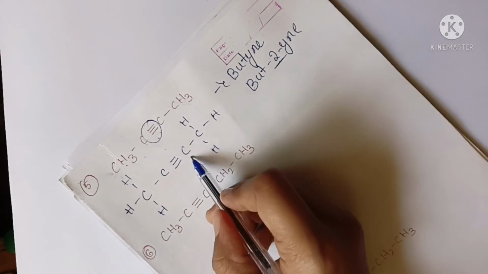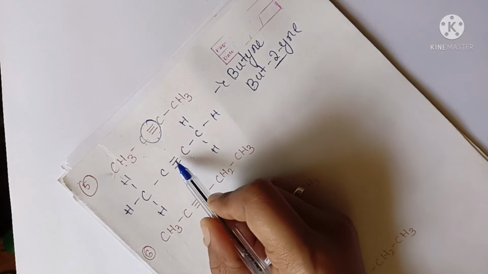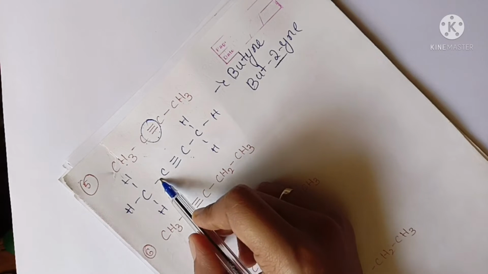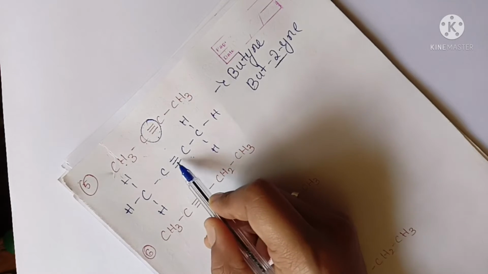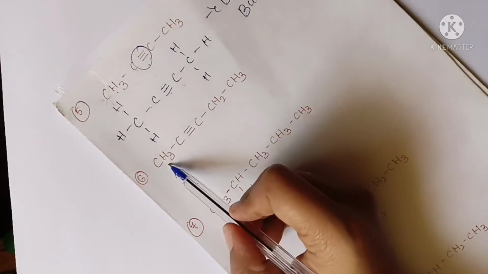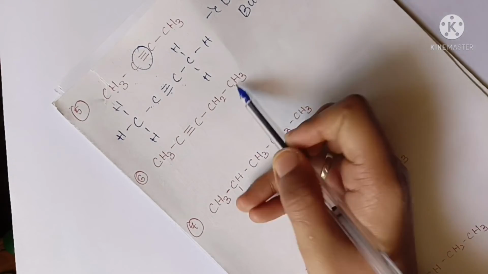There is no hydrogen for these two carbons. Why? Because they are already satisfied with four bonds. How come they would still need one more? So see this C: 1, 2, 3, 4, and for this C: 1, 2, 3, 4.